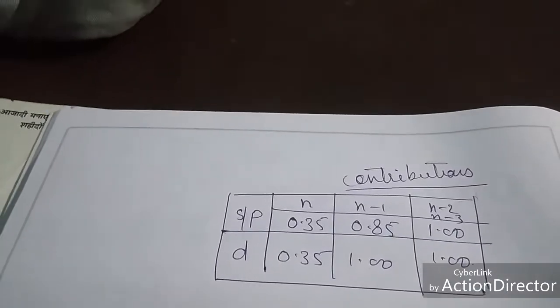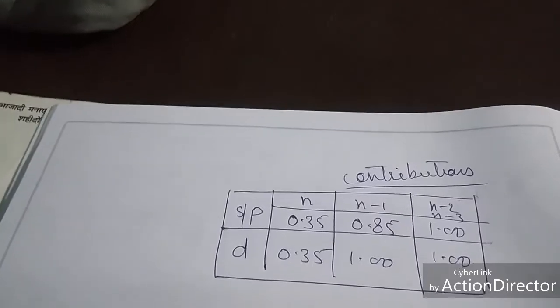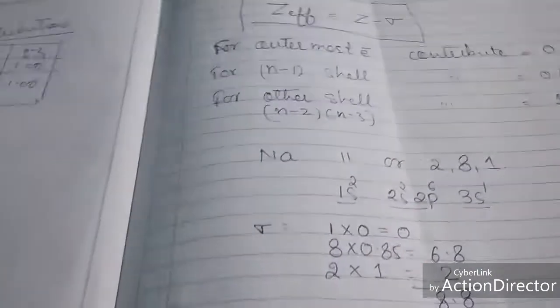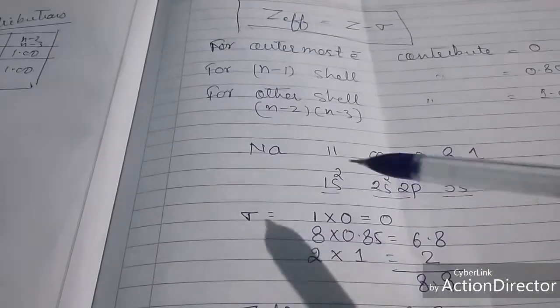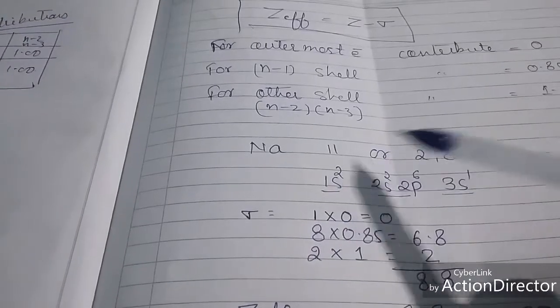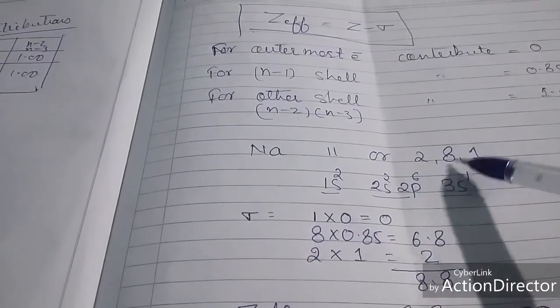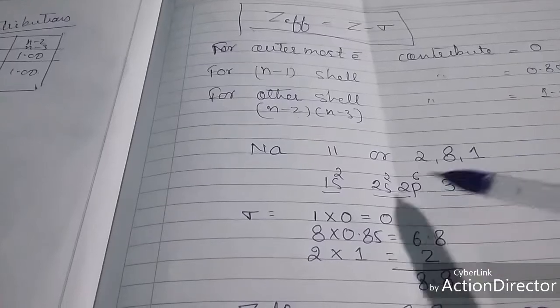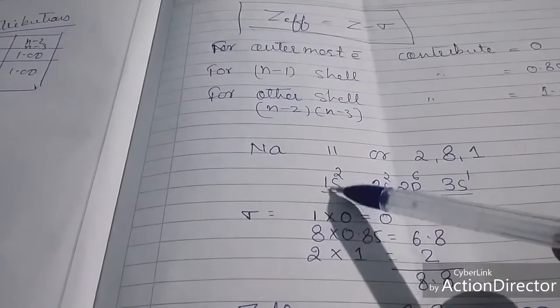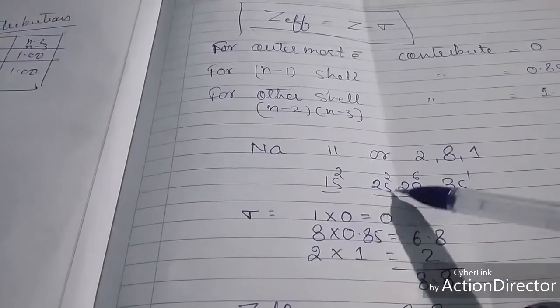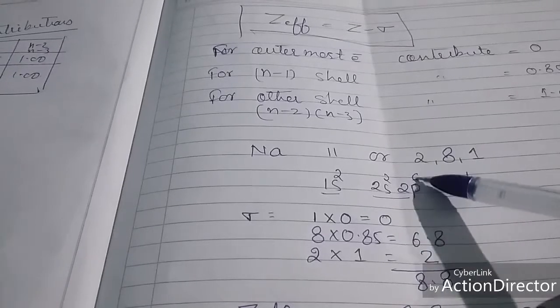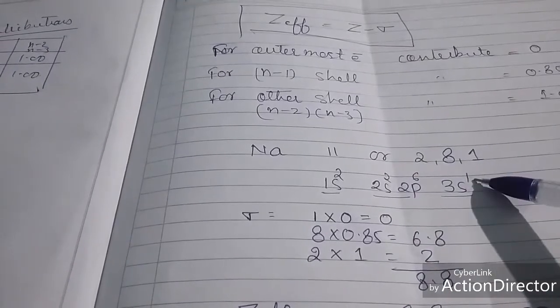Let us solve one example and understand it. I am taking the example of sodium. It has atomic number 11. So the general electronic configuration you will write as 2, 8 and 1. Or you can write it as 1s2, 2s2 2p6 and 3s1.